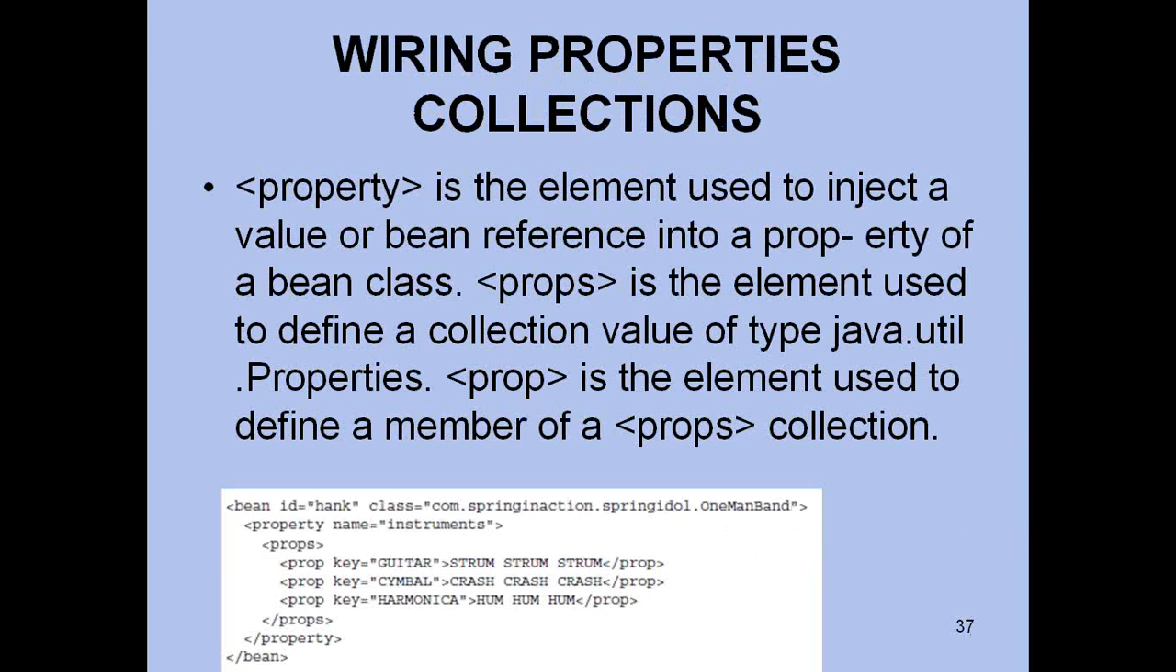Props. Property is the element used to inject a value or bean reference into a property of the bean class. Props is the element used to define a collection value of type properties. If it is a key value pair, you can use props also, and prop is the element used to define the member of the props collection.